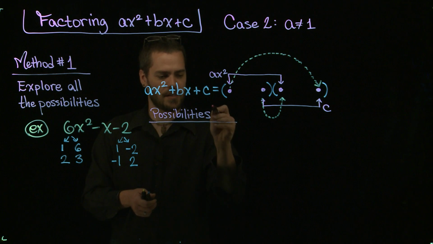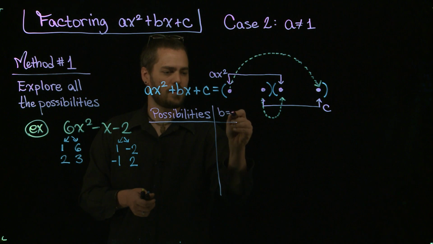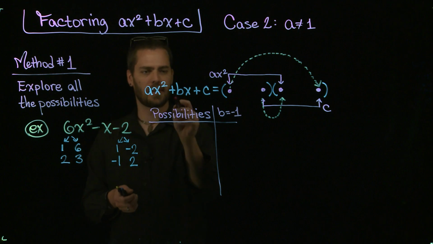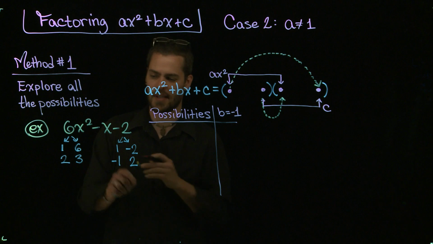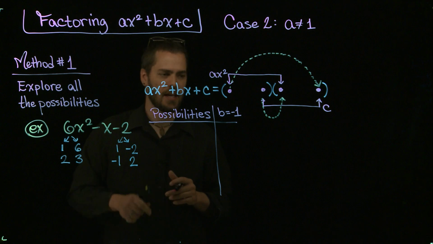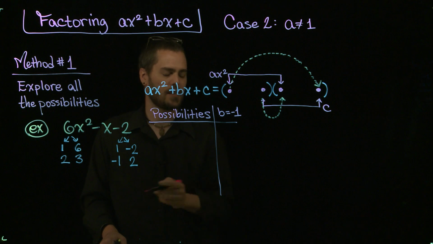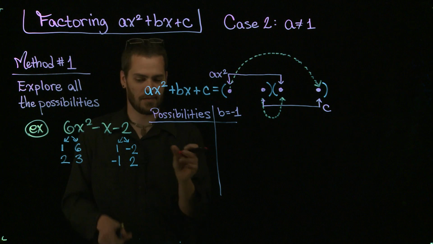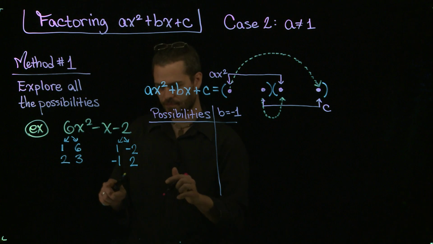And I'm also right next to that going to list what my middle term is, b. The middle term technically is bx. I'm just looking at this coefficient b. And in this case, b is equal to negative 1. And what I'm looking for, as indicated by these dashed lines, is the sum of products of these lists of factors that gives me b equals negative 1. And here's how I do it.